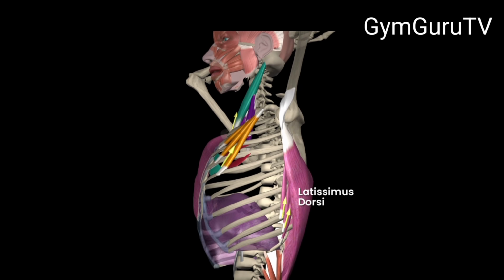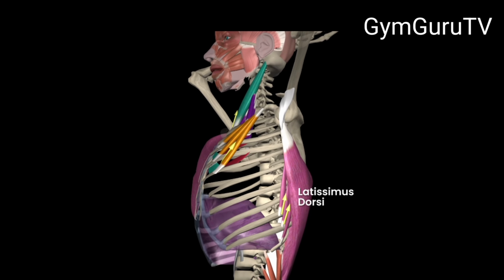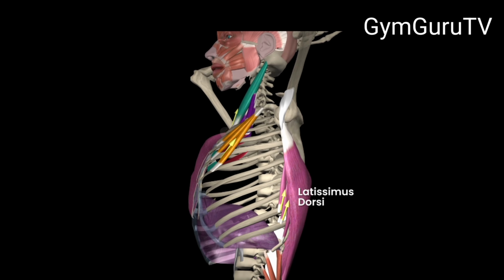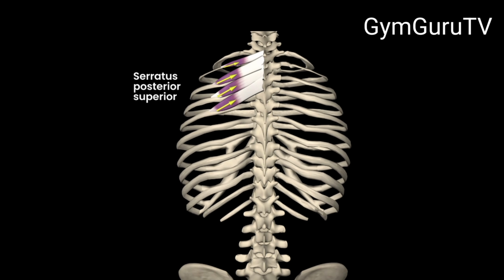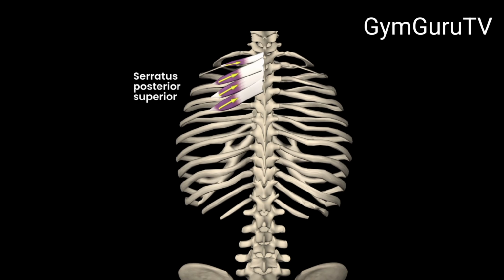Latissimus dorsi muscle. The latissimus dorsi increases intrathoracic volume by elevating the lower ribs. Requires the arms to be fixed. Serratus posterior superior. This inspiratory muscle expands the chest by raising the 2nd to 5th ribs.